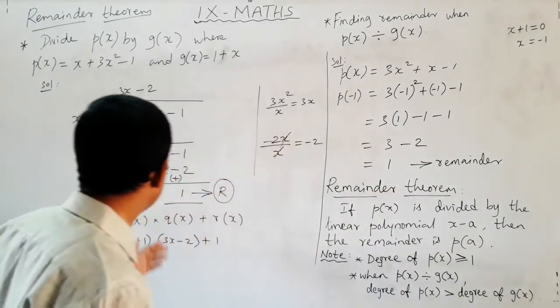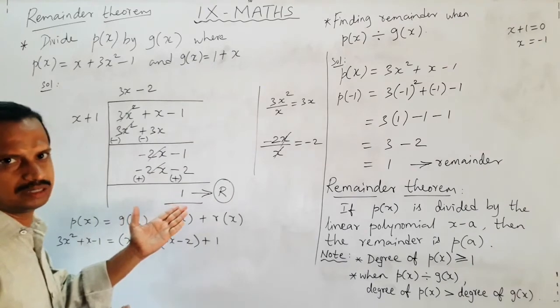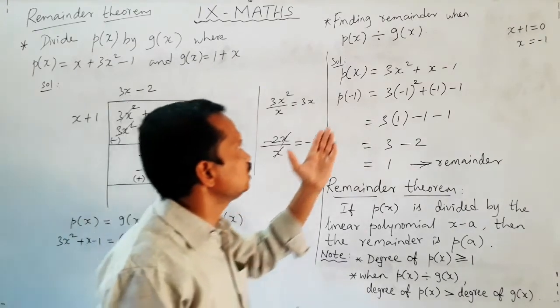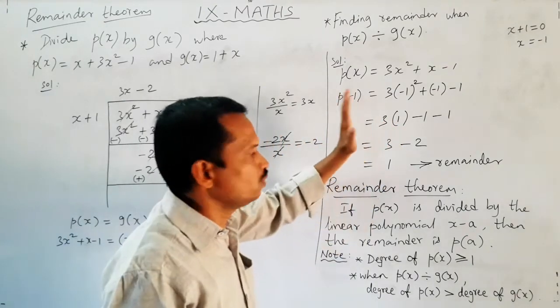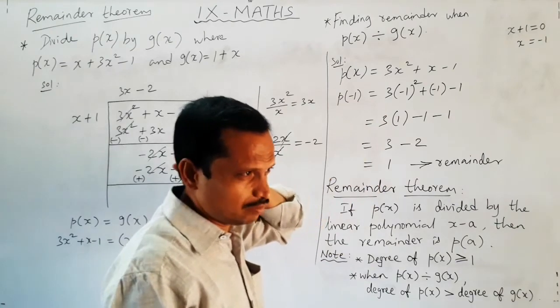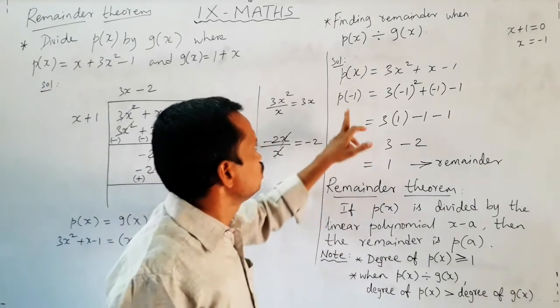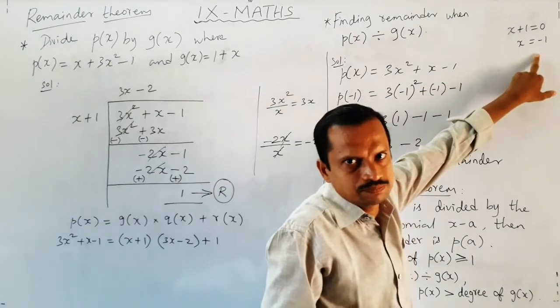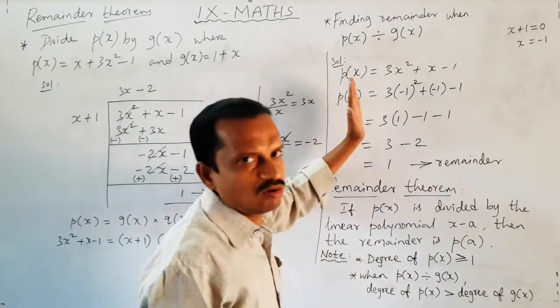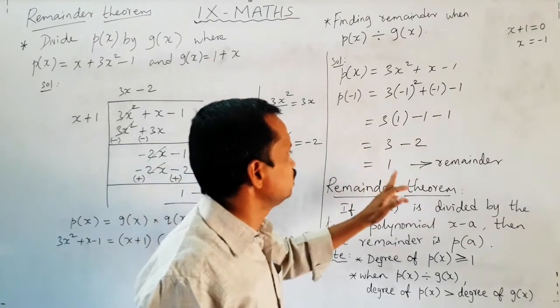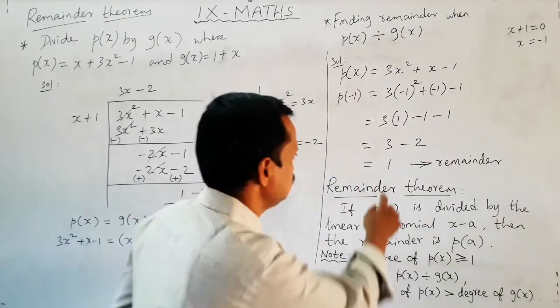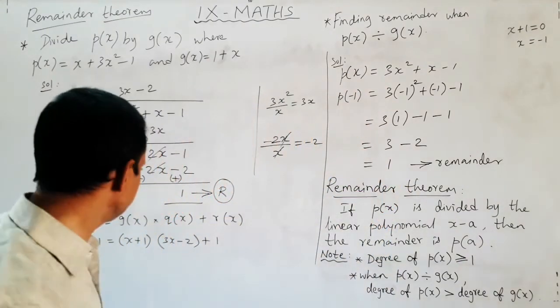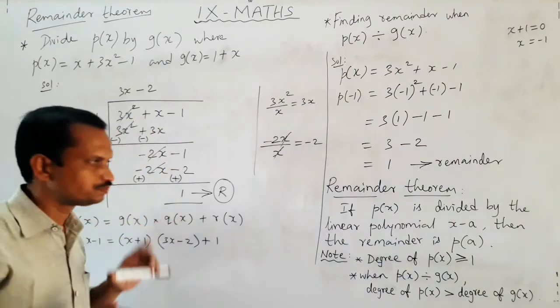You see, in the actual division also we got 1 as the remainder. And when we apply the remainder theorem, this is the method of finding the remainder by using the remainder theorem. So you have to find the 0 of the divisor and substitute it in p of x. Then we get the remainder. You see, here the remainder is 1, and here also the remainder is 1.